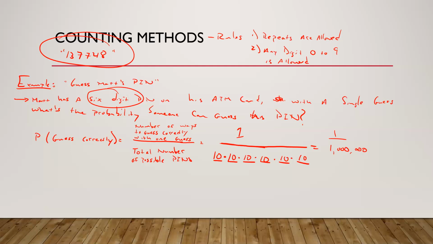If repeats weren't allowed, yes, it would be done like that. We'll talk about that, it's going to be something called a permutation later on, Melissa. And when we get to that, then you'll see. You're welcome.